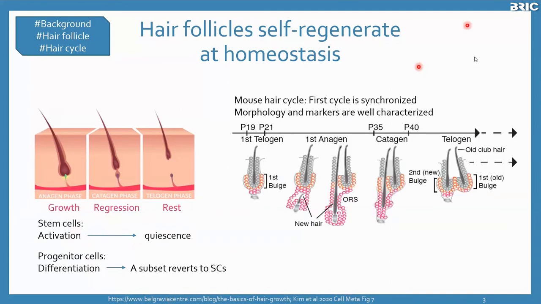In the mouse, it is very convenient for us to study hair follicle because the first cycle is synchronized, so we can precisely follow through the first telogen, anagen, and catagen until it goes into another round of telogen. And the morphology and markers are very well characterized, so we know exactly by H&E staining the exact phases of hair follicle, and also we know a lot of markers that we can use for different types of cells. So using hair follicle, today I'd like to answer the question about how is hair follicle stem cell fate determined?